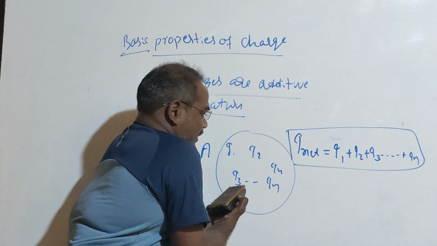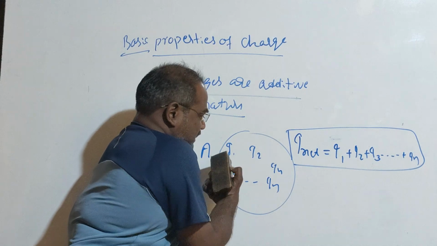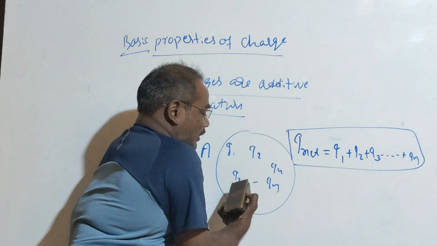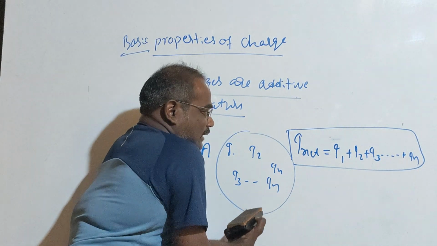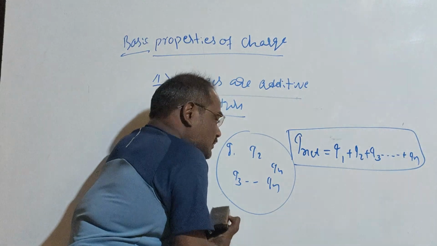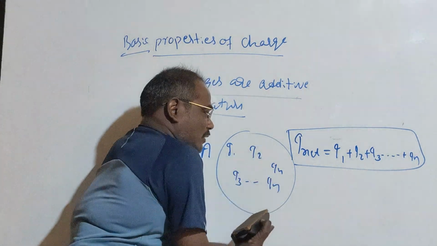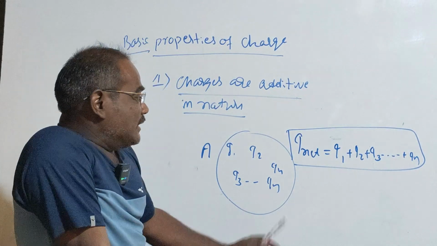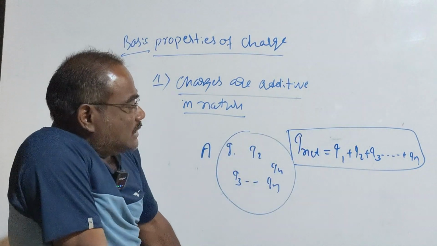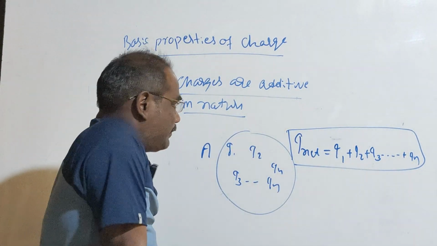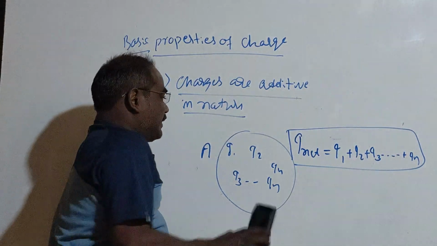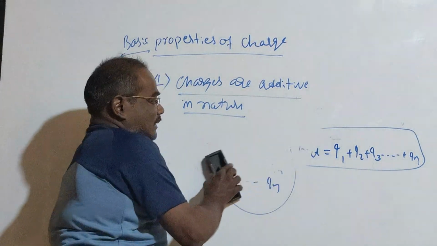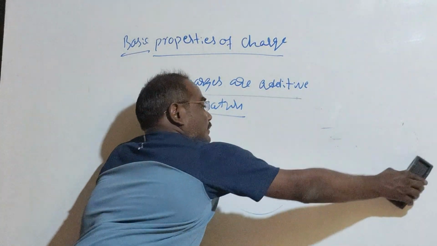Consider a system A that has charges Q1, Q2, Q3, so on Qn. Then what is the total charge of the system? We need to add. After adding, we will get the total charge on the system. That is Q net is equal to Q1 plus Q2 plus Q3 so on Qn. This is the first basic property of charge.